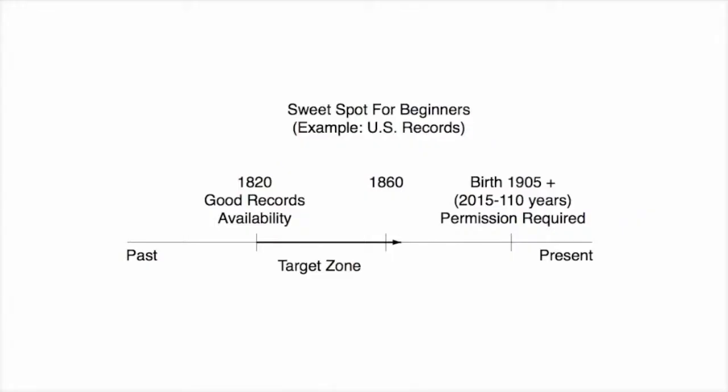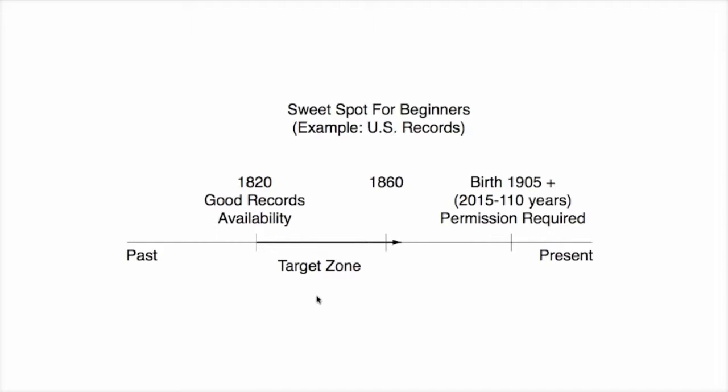Another criteria is to look for targets in a time and place where records are more available. Records availability depends on the time and location. For example, United States records are more available beginning around 1820. And you may want to start with someone before 1860 so you can find generations of their descendants moving forward from that point up to the 110-year rule. These boundaries suggest only a sweet spot and not an absolute rule.